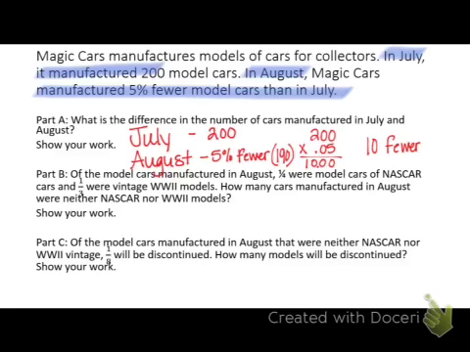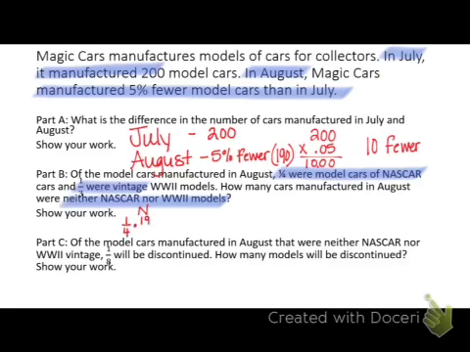In Part B, we're saying of the model cars manufactured in August, 1/4 were NASCAR and 1/3 were vintage. So we want to know how many cars manufactured in August were neither NASCAR nor vintage. Well, if we're talking about in August, we're talking about 190 cars. So the NASCAR models represent 1/4 of 190.